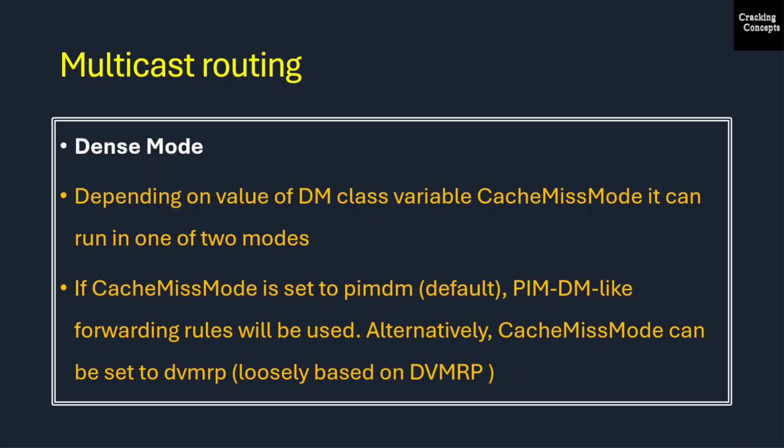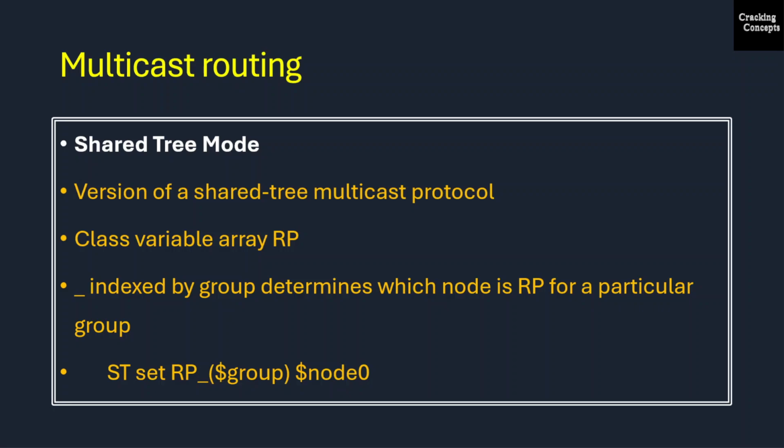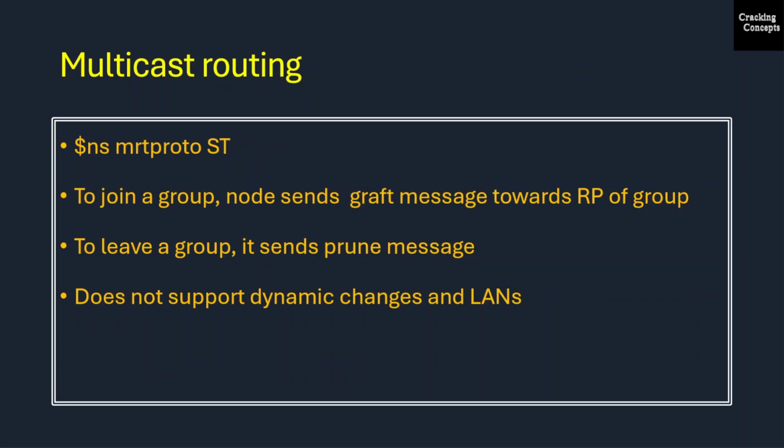Then there is shared tree mode, which is a simplified sparse mode of a shared tree multicast protocol. Here also we have a class variable array, which is the rendezvous point RP. Now this is indexed by group, which determines which node is the rendezvous point for a particular group, whose format is given here, the index and the rendezvous point. Now this is the format for specifying this, ns rtproto st.